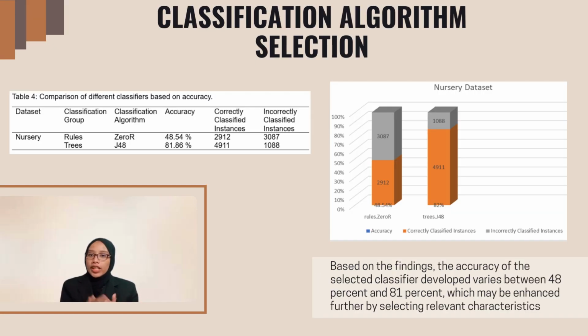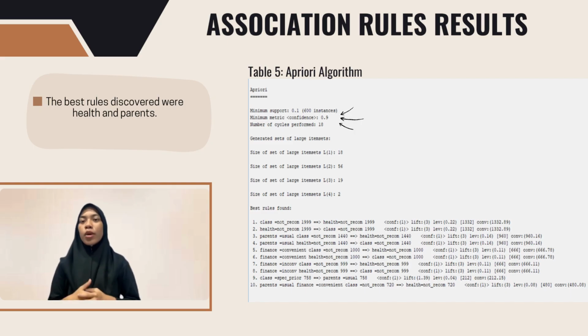For the classification algorithm selection, based on the findings, the accuracy of the selected classifier developed varies between 48% and 81%, which may be enhanced further by selecting relevant characteristics. Now, I will explain about association rules.